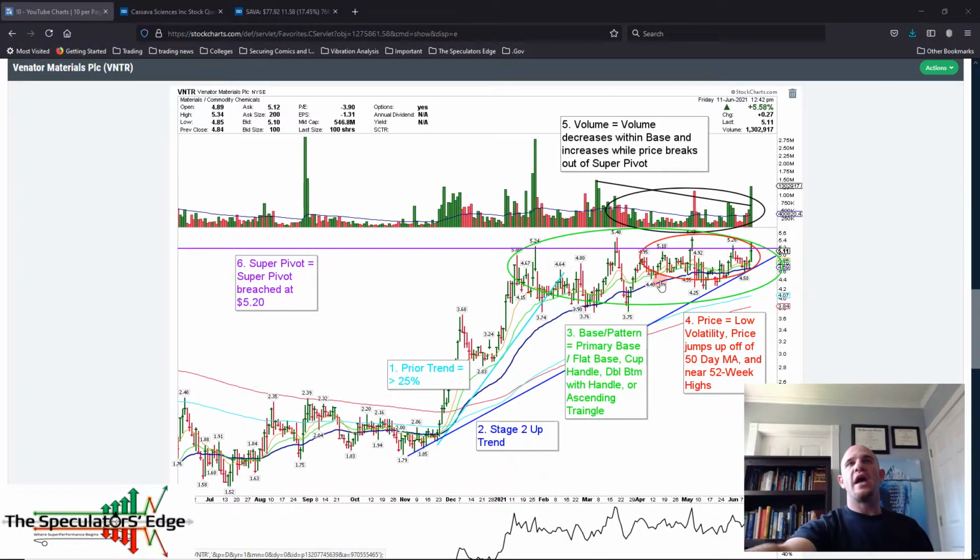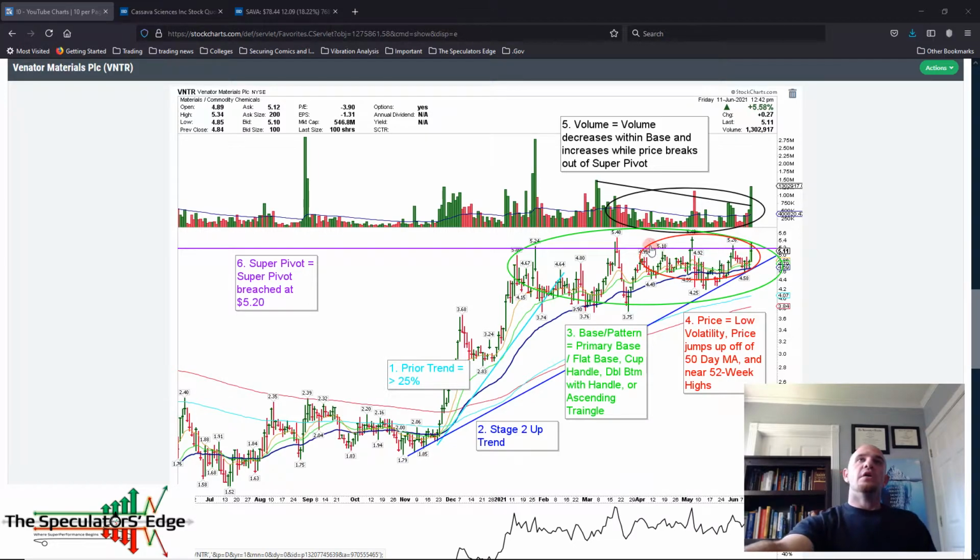And not only that, each time the price dips right here on the 50-day moving average, we do have buying, we do have demand coming in, as you can see right here. That's a good indication that we do have some institutional buying demand within that. And also we are near 52-week highs, 52-week highs being around that $5.48 level or $5.50 level.